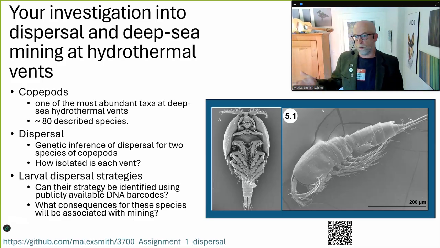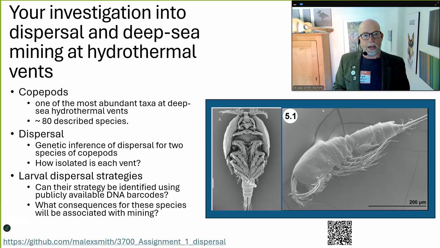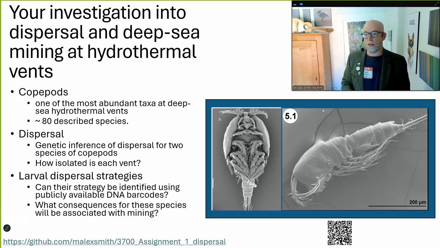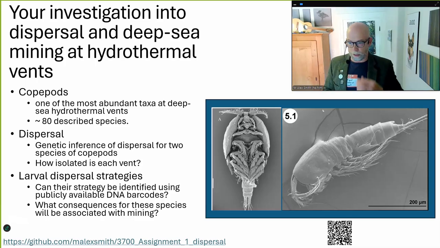And I chose copepods because they're one of the most abundant taxa at thermal vents. There are about 80 species described, but there's many more that remain to be described. And because they have been barcoded, we can infer the effect of dispersal by making these phylogenies to ask how isolated is each vent, and then can their larval strategy be inferred using these publicly available DNA barcodes, and what consequences for those species will be associated with mining.